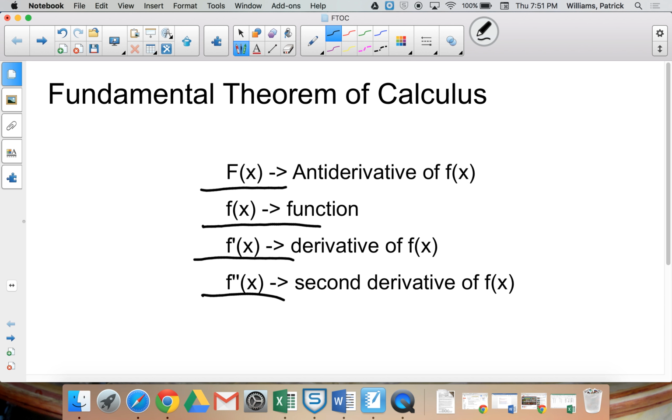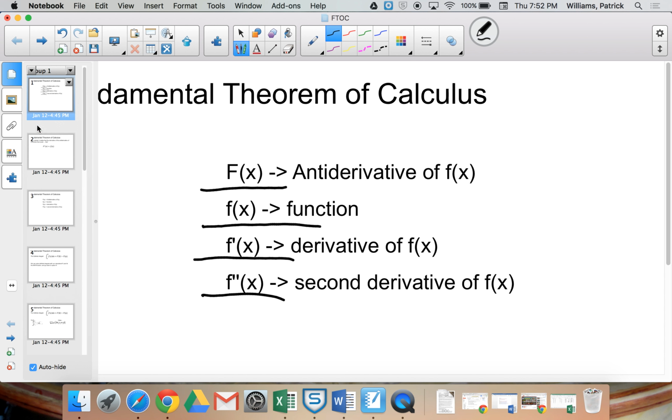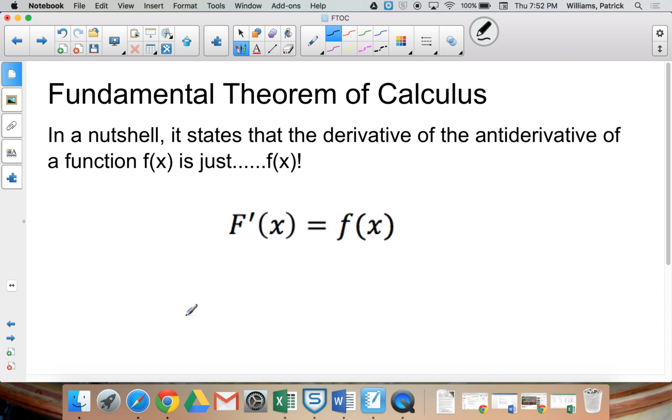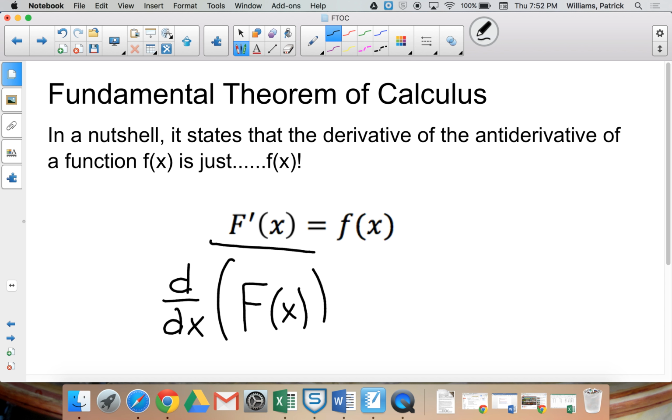The fundamental theorem of calculus is really the relationship between the derivative and the antiderivative. In its most simple form, the fundamental theorem of calculus just states this. Now, the left-hand side of the equation is another way of saying that if we take the derivative of the antiderivative of a function, we just get the function coming out. Likewise, it also goes the other way. If we take the antiderivative of a derivative, we just get the function coming back in return.